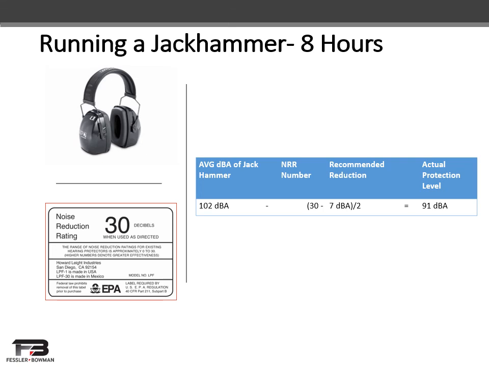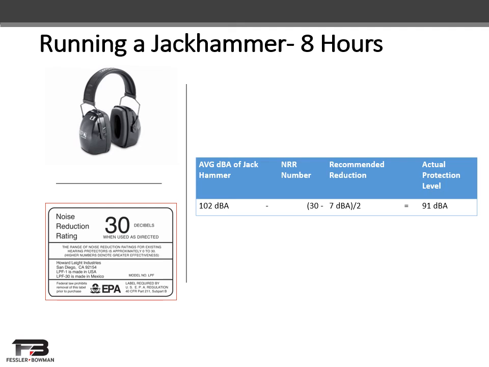In the example shown here, we're using a jackhammer for 8 hours with a noise level of 102 dBA. Our normal duration for this activity, without hearing protection, would be an hour and a half. In this example, we are using muffs as our hearing protection device, which have an NRR of 30. Using the methods described by OSHA for calculating exposures, we would reduce the NRR by 7, then divide the remainder by 2 and subtract that from the 102 decibels. This would give us an exposure of 91 decibels behind the muffs.